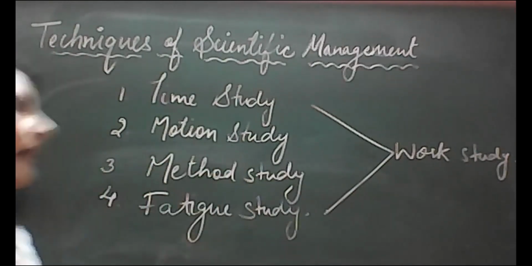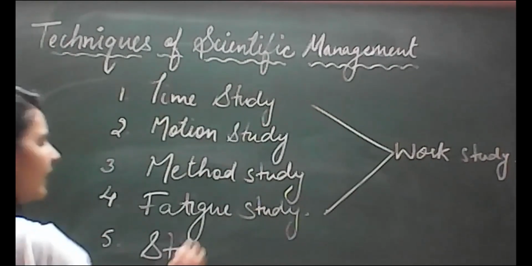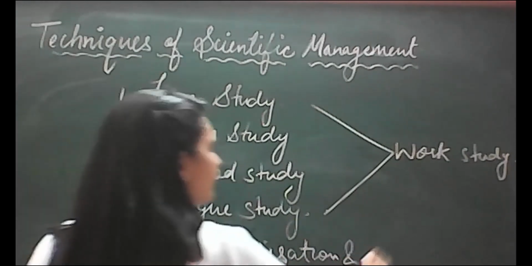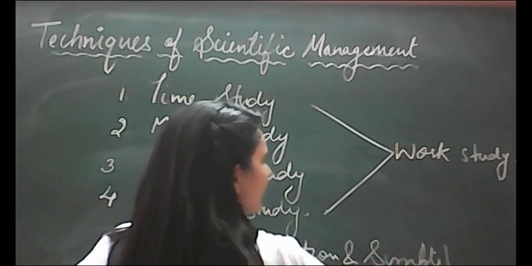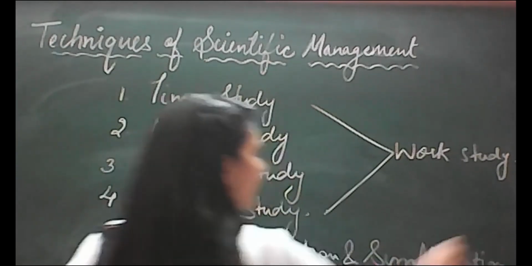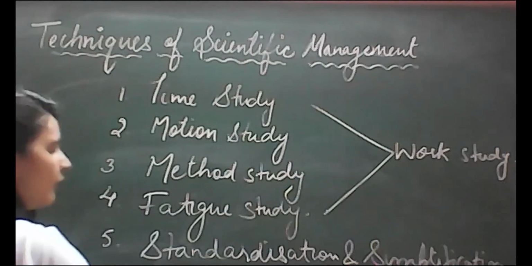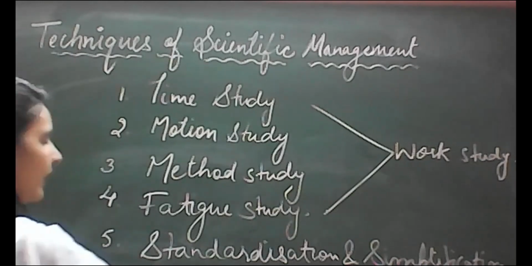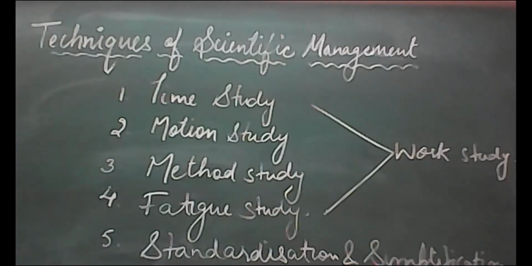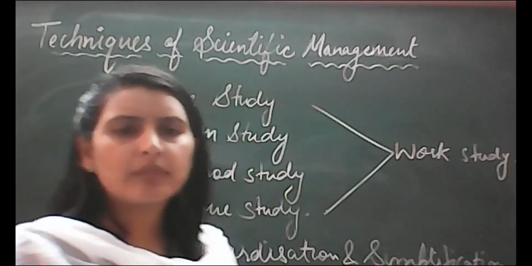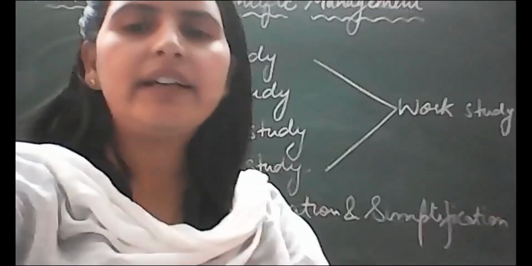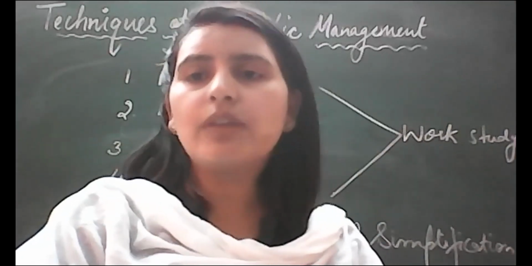First 4 techniques, and then next is standardization and simplification. This is the 5th one. 6th one is functional foremanship, and 7th one is differential piece wage system. So today we are going to cover only first 5 techniques. So we will discuss these only, right? First 5 techniques of scientific management we are going to discuss today.